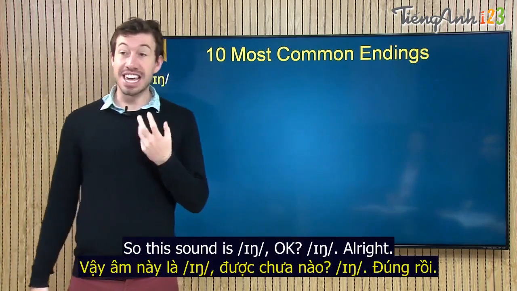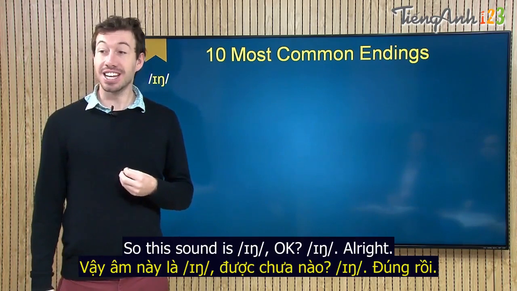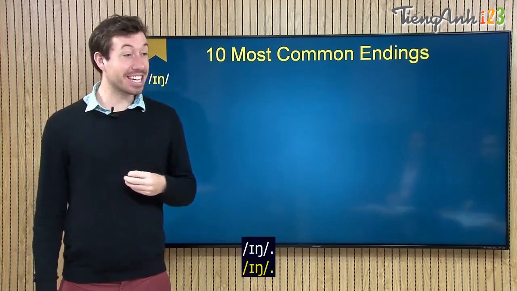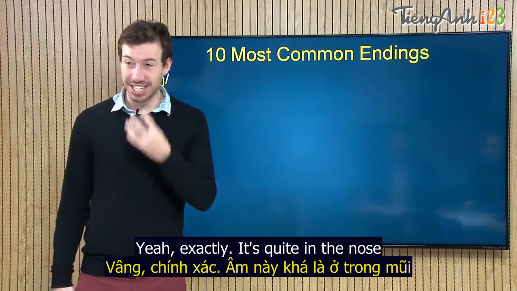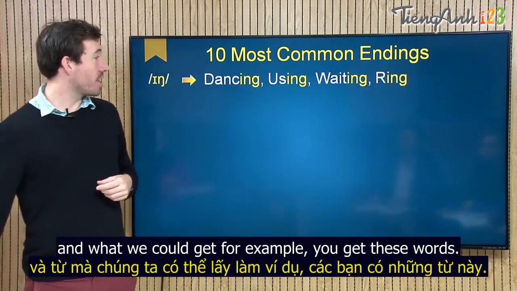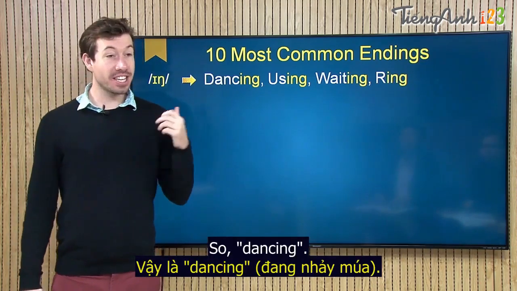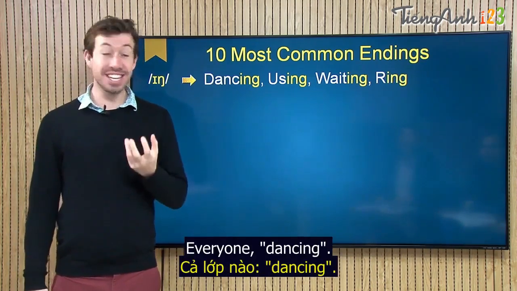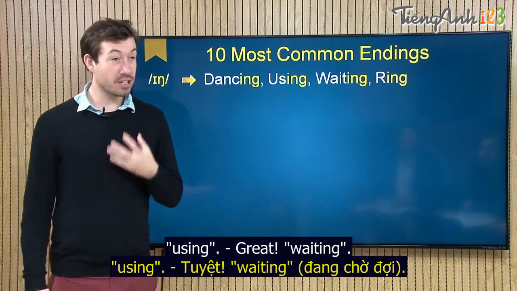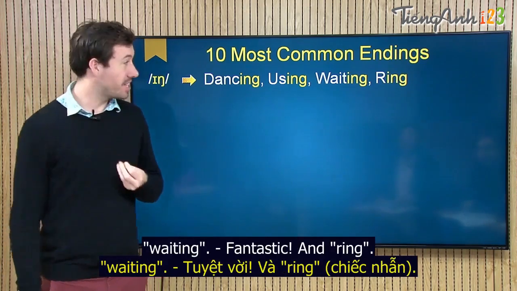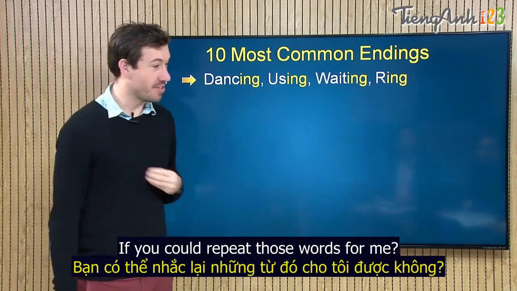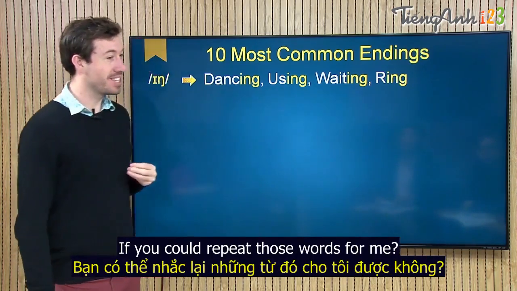So this sound is ing, okay, ing. All right, let's try it all together. Ing, ing. Yeah, exactly. It's quite in the nose. And what we could get, for example, you get these four. Dancing, using, waiting, and ring. Very nice. Now if you could repeat those words, please.